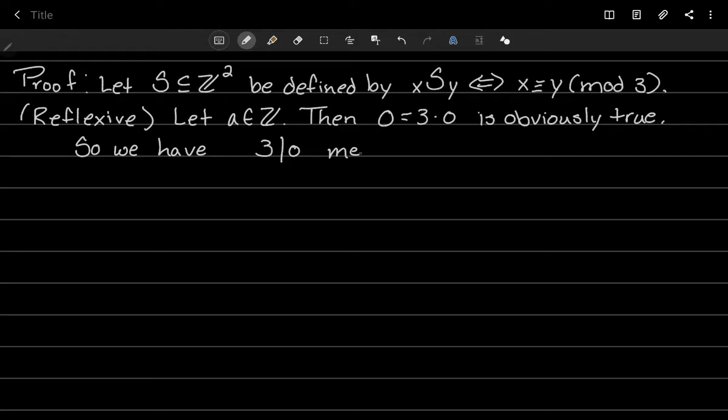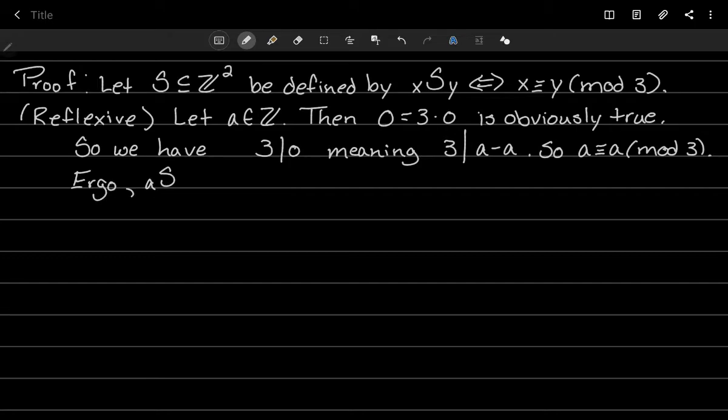So we have 3 divides 0, meaning 3 divides a minus a. So a is congruent to a mod 3. Ergo a S a. So we have reflexive. We took an arbitrary element from my set and showed it has to be related to itself. Symmetric.